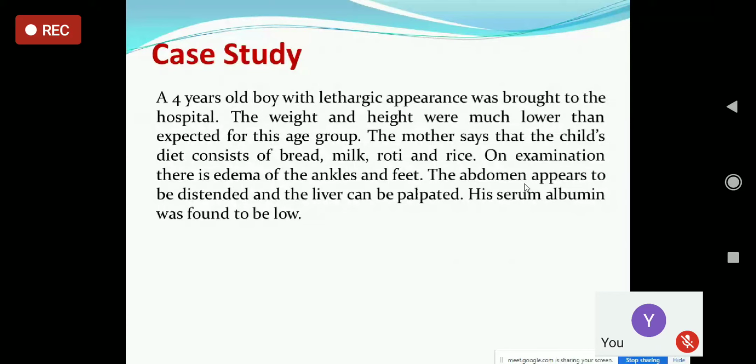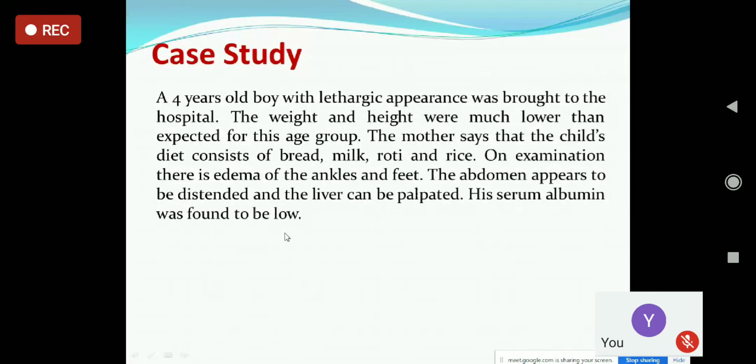A 4 years old boy with lethargic appearance was brought to the hospital. The weight and height were much lower than expected for this age group. The mother says that the child's diet consists of bread, milk, roti, and rice. No mention of any protein giving food anywhere. On examination, there is edema of the ankles and feet. The abdomen appears to be distended and the liver can be palpated. The serum albumin was found to be low. There are all the hints: edema present, liver palpated, and serum albumin low.